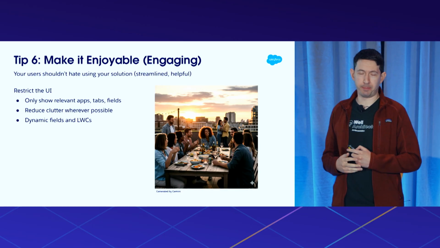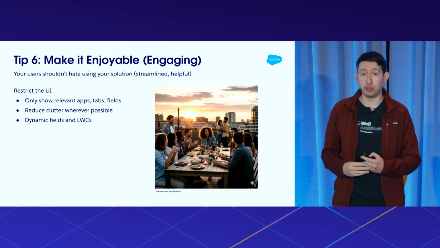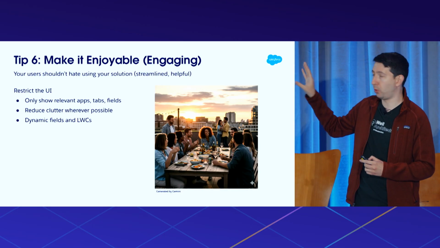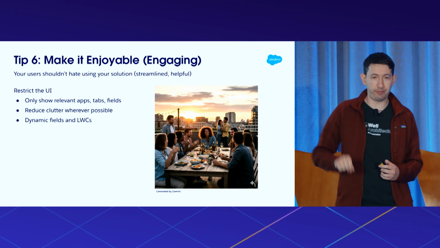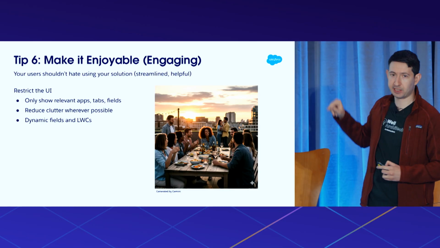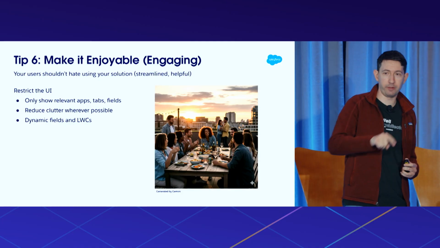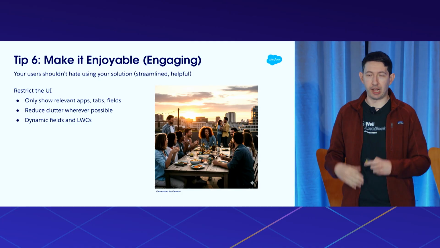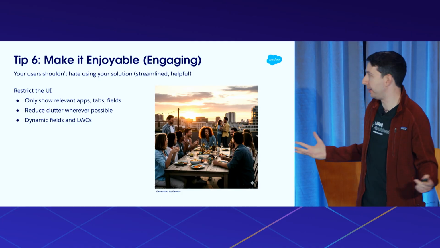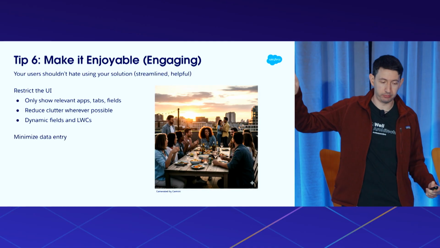Dynamic fields and Lightning Web Components can help us out here. Maybe we do need a user to fill out 20 fields. But instead of showing them 20 fields at once, maybe we show them 5 fields at once in a screen flow. And then we move on to the next screen. It's another 5. Or maybe they update 1 field and 3 more fields appear. Have some sort of guided system so it's not overwhelming. Hey, you need to fill out 20 fields right now.